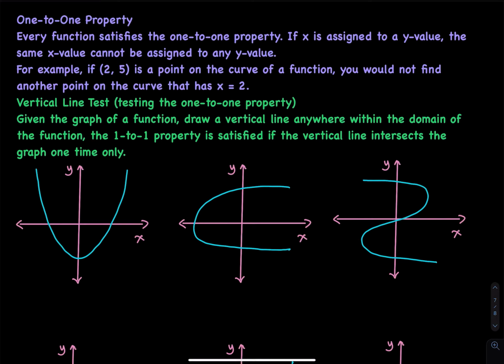After you sketch the graph of a function, make sure the one-to-one property is satisfied. What is the one-to-one property? Every function satisfies it. That means if x is assigned to a y value, then the same x value cannot be assigned to any other y value. So for example, (2, 5) is an ordered pair, a point on the curve. You already used x equals 2, so x equals 2 cannot be used again.